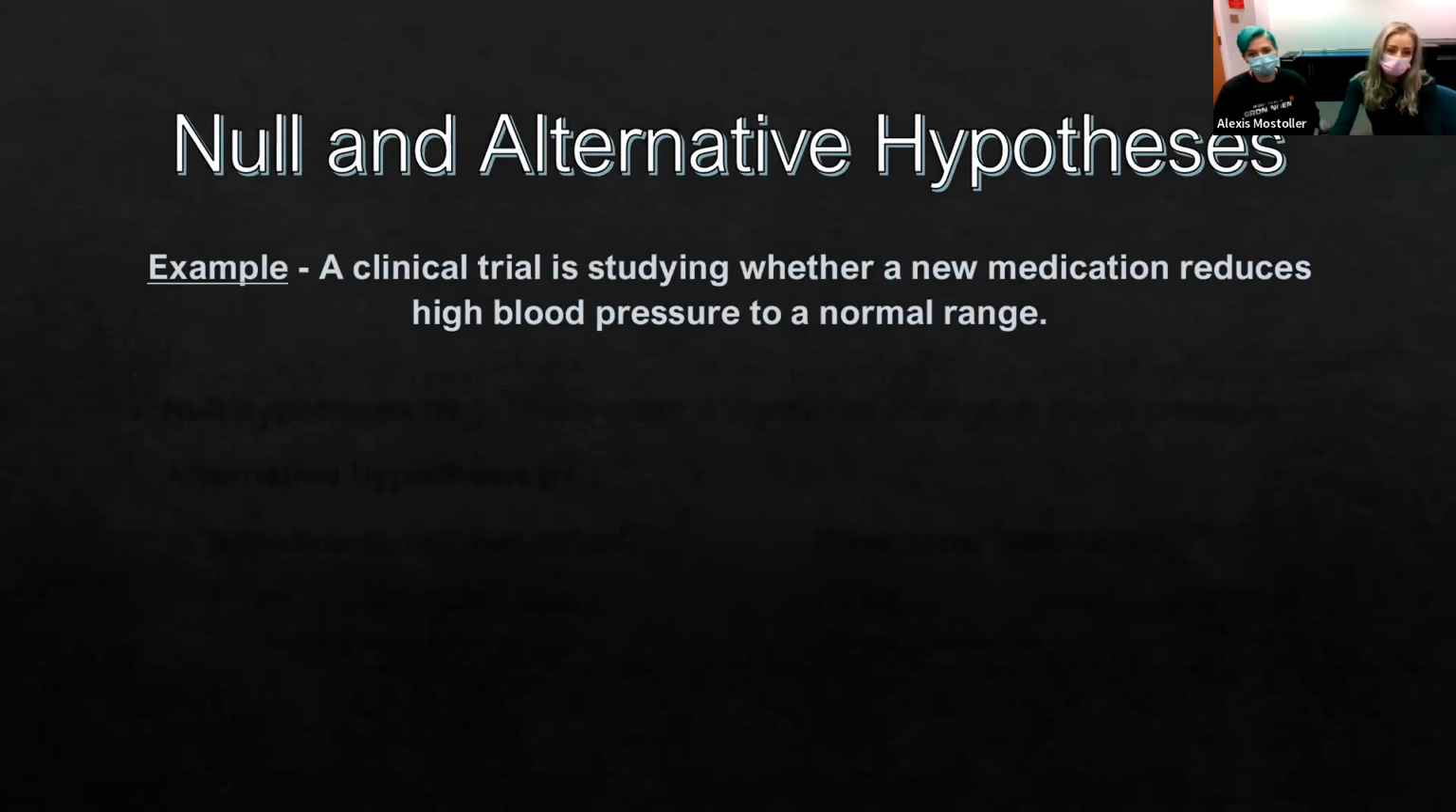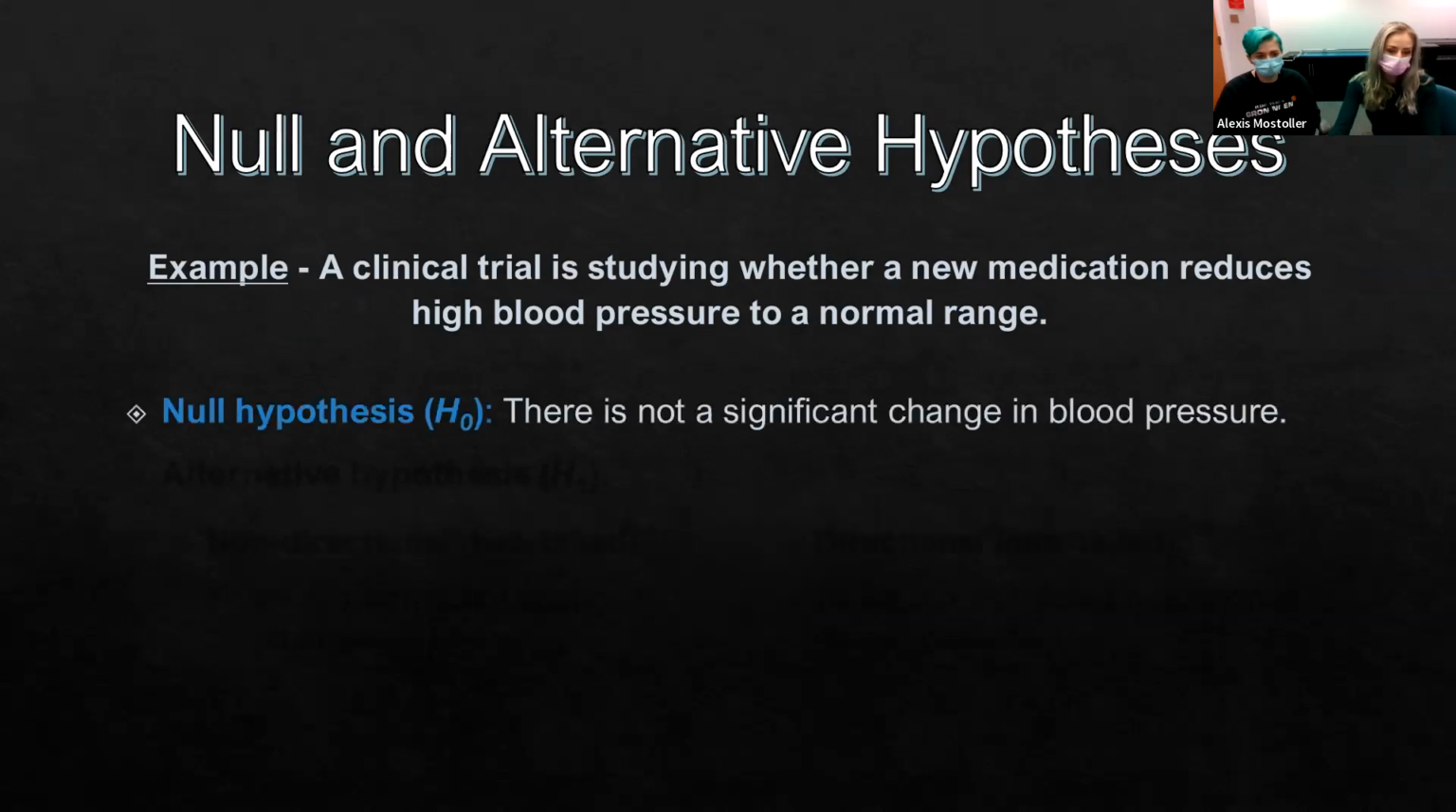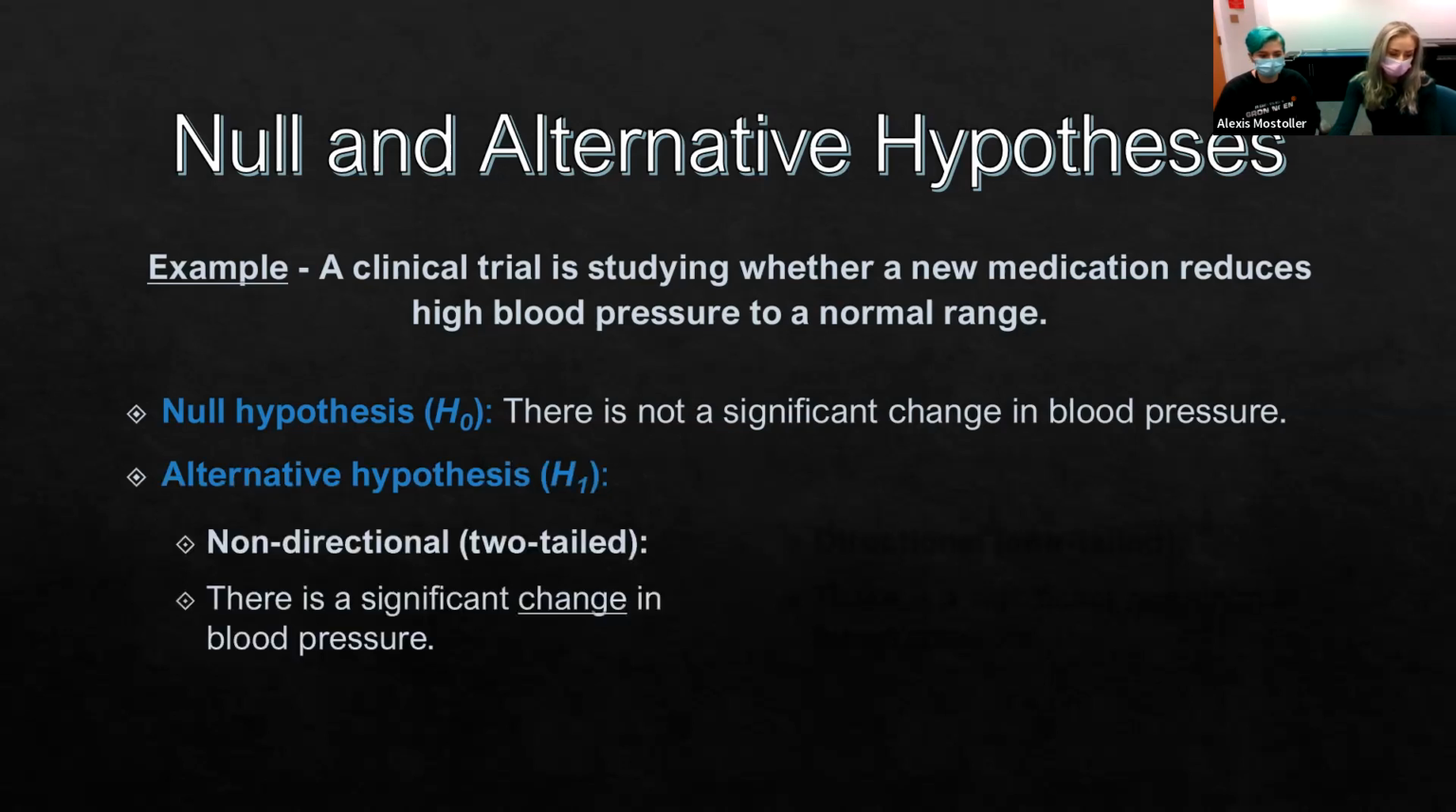All right, so for example, we may have a situation where researchers are interested in studying whether a new blood pressure medication successfully reduces high blood pressure down to the normal range. In this example, our null hypothesis predicts that there's no difference from taking the medication or that there's not a significant change in blood pressure. And the alternative hypothesis predicts the opposite, that there is a significant change in blood pressure. And this is a non-directional or two-tailed alternative hypothesis because it doesn't specify what the change we might see is, just that there will be a difference somewhere.